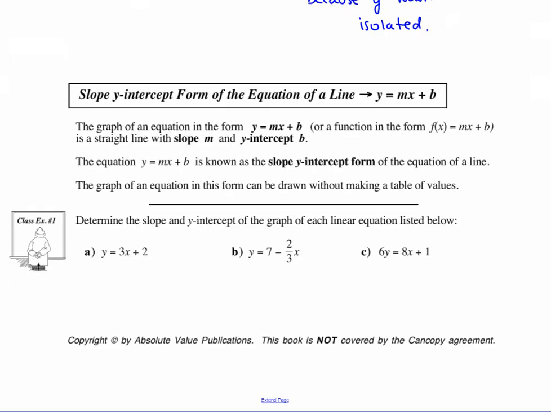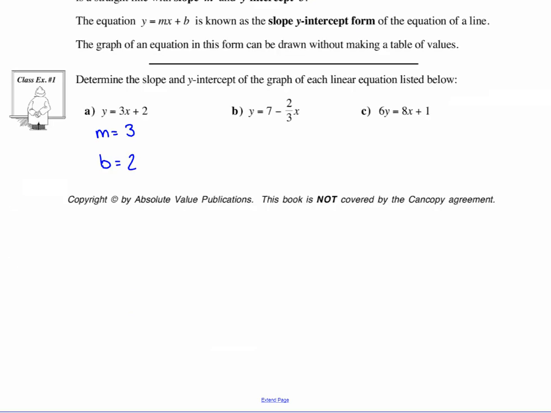So really quickly, what's the slope in this first one? 3. What's the y-intercept? 2. What's the slope in this one? -2 over 3. So it's the coefficient of x. This is in the wrong order compared to the equation. Whatever the coefficient of x is, that is your slope. The y-intercept would be 7. So you could also rewrite this equation as y equals -2/3 x plus 7.